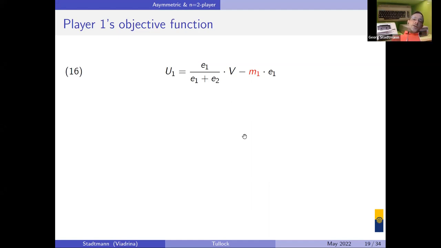Let's have a look at player 1's objective function. The utility of player 1 is given by the probability of winning. The fraction represents the probability of winning. It is the effort level of player 1 divided by the sum of the effort level of player 1 and player 2. This gives us the probability. Then we multiply through by the prize money, and we subtract the cost of player 1, which is given by M1 times the effort level of player 1. Now we have to put an index 1 to the marginal cost, because we have to distinguish the marginal cost of player 1 and the marginal cost of player 2. The two players are different with respect to the M variable, the marginal costs.